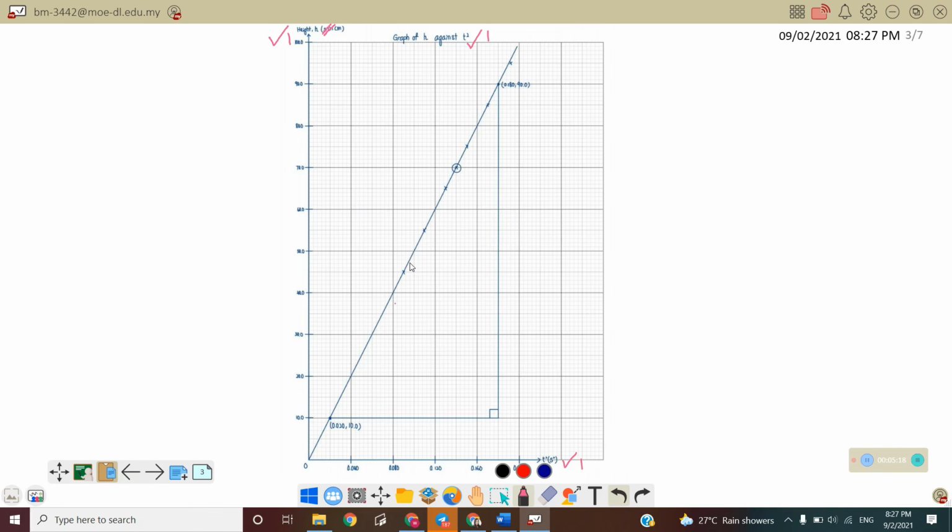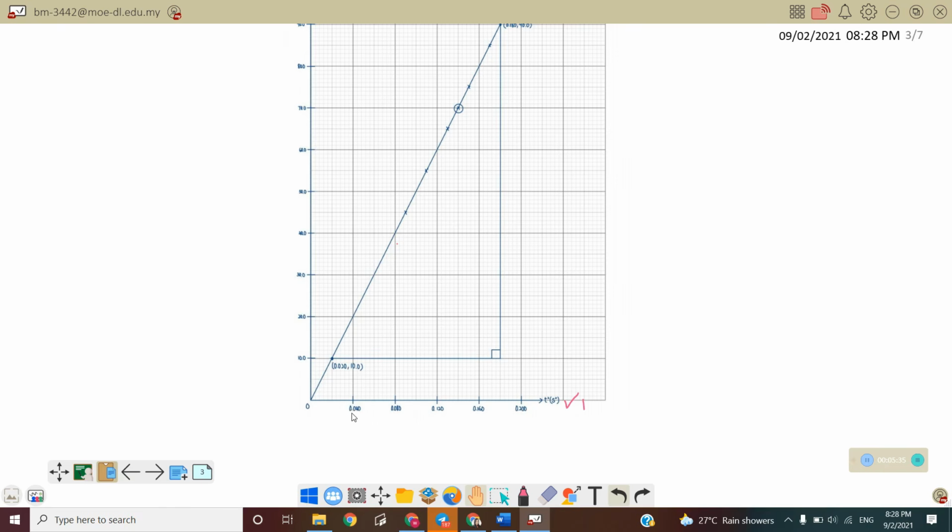After that, you must have suitable scales. Suitable scales meaning that because our value is 100, we will use 10, 20, 30, 40 and so on. For our T squared, we will use 0.04, or you can also use 0.02. You can draw landscape. If you use 0.04, here will be 0.08, 0.12, 0.16 and so on, because our scale goes up to 0.200. If the scales that you use are correct, you will get another 2 marks.